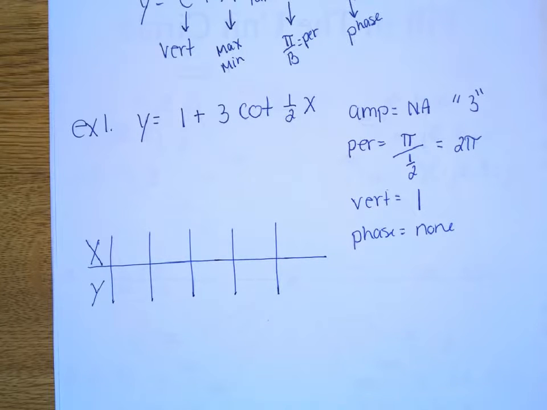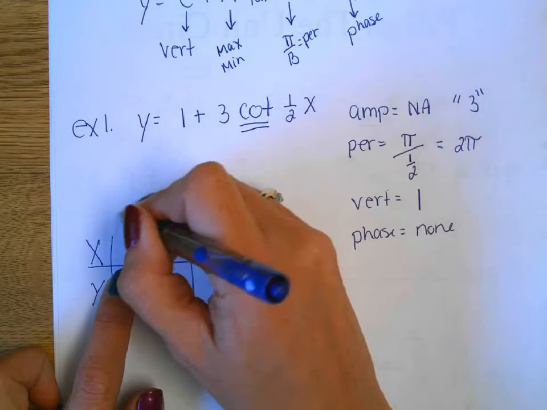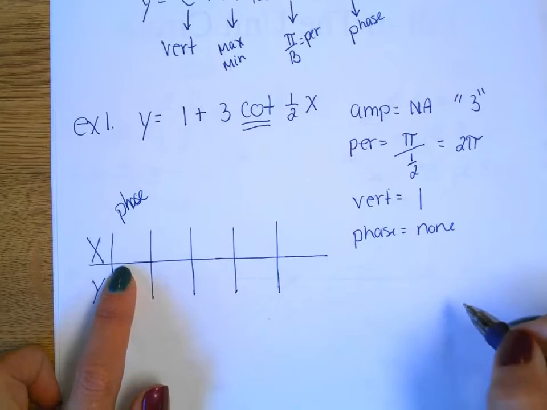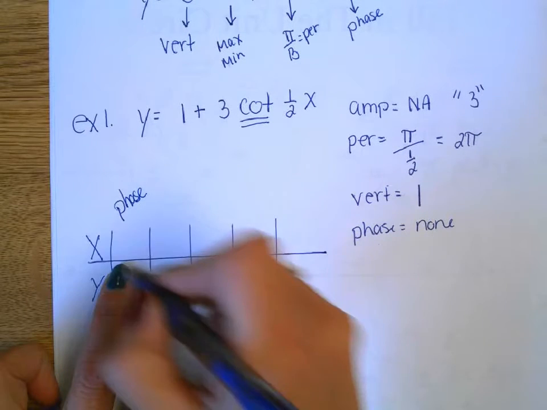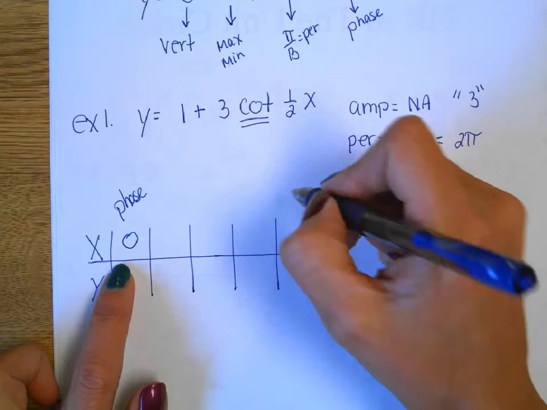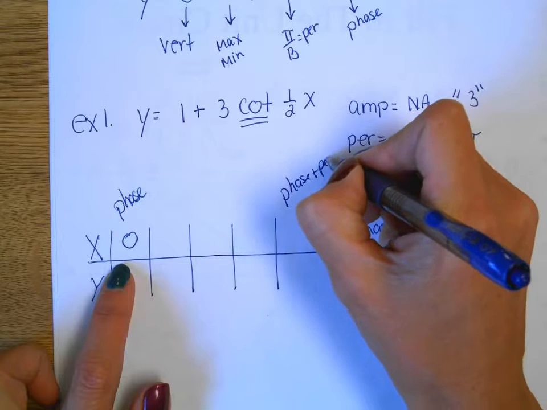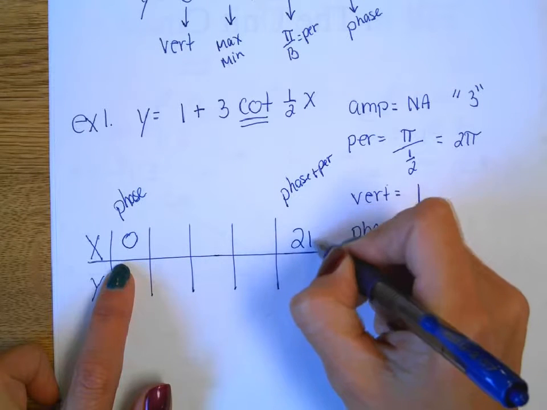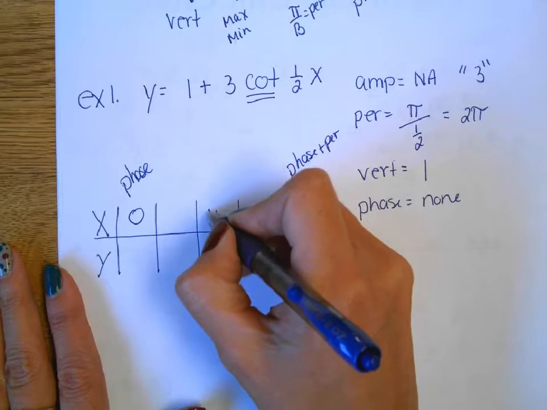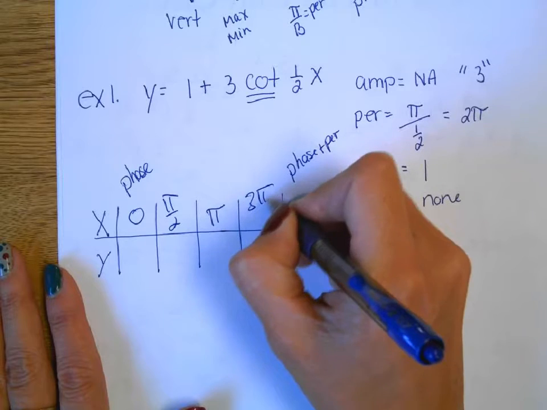So, here we go. Starting x value: cotangent does start at the phase. How much phase do I have? 0. 0 phase, so it's going to start at 0. And it's still going to be phase plus period, which is going to be 2 pi. And so these middle ones are easy here: pi over 2, 3 pi over 2.